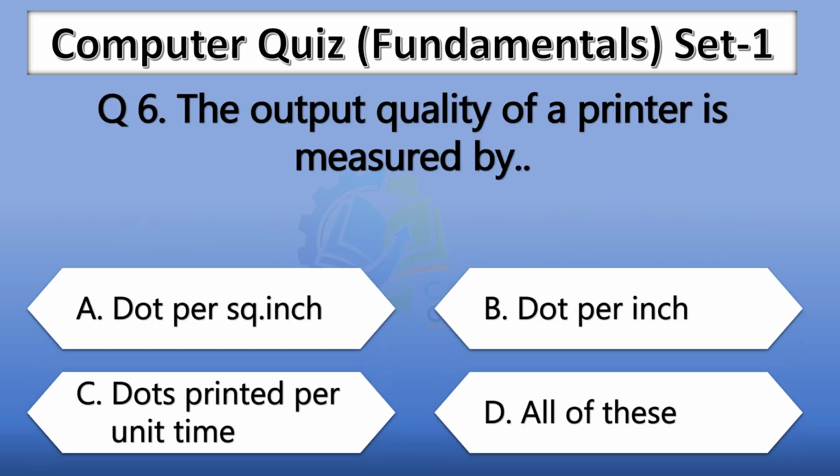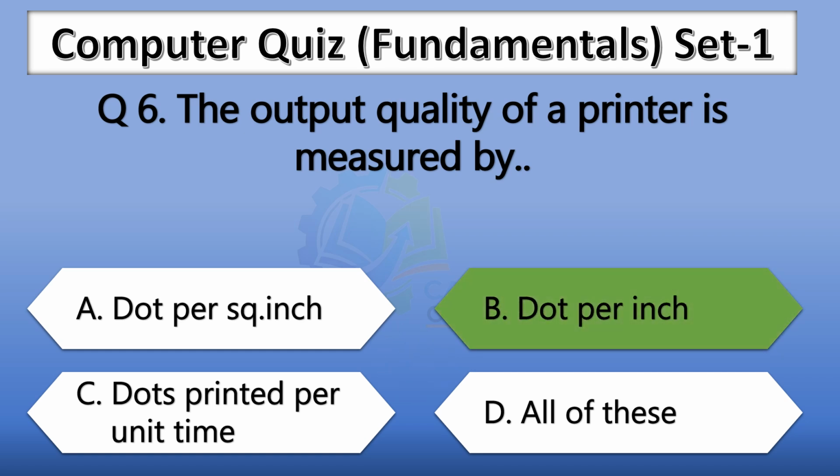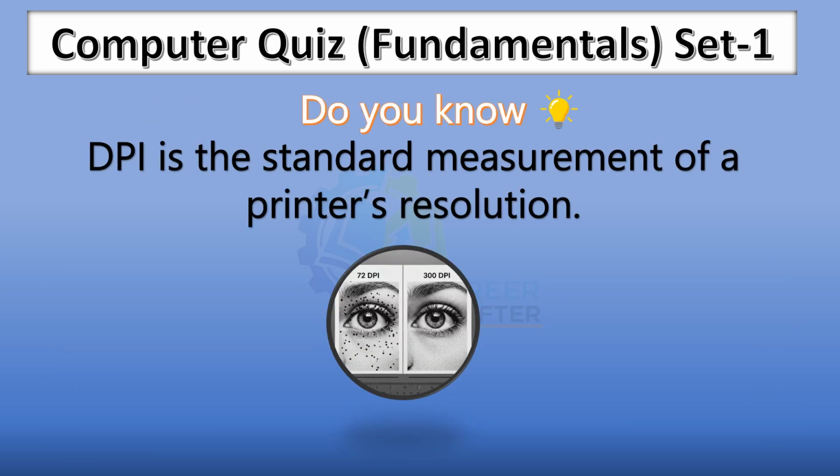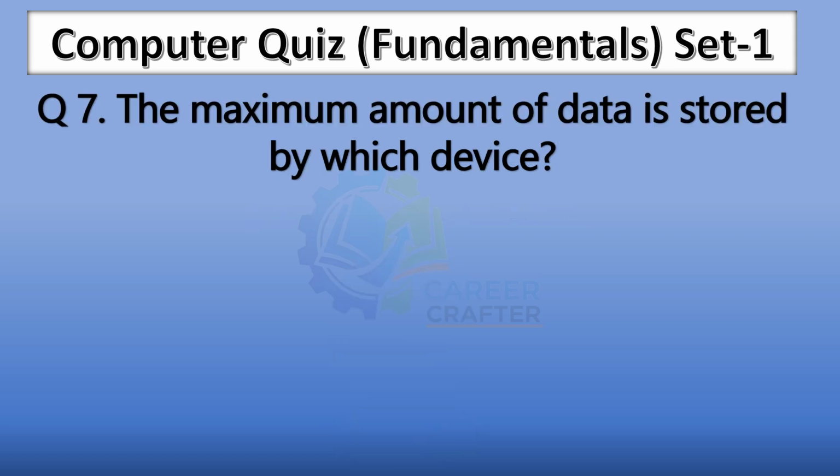The output quality of a printer is measured by dot per square inch, dot per inch, dot printed per unit time or all of these. The correct option is dot per inch. Do you know, DPI is the standard measurement of a printer's resolution?